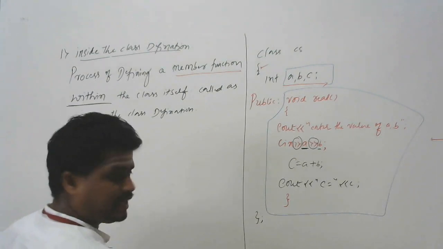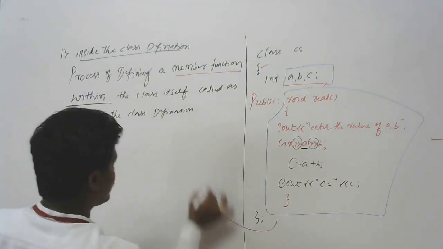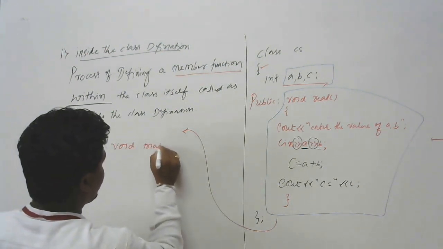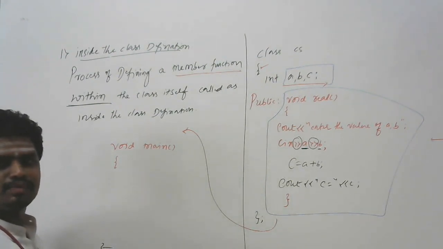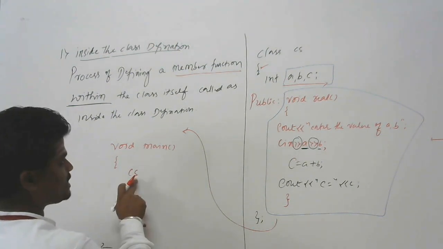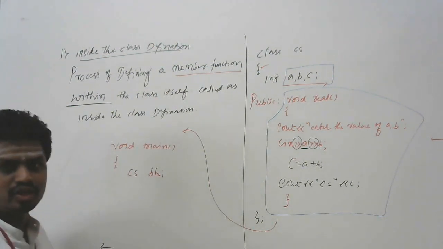Again, you have to create what? A main block. So continuing here, void main. Open the flower bracket. To execute this particular body, you need to create the reference object as usual. Class name, object name. CS, I will write here BH.